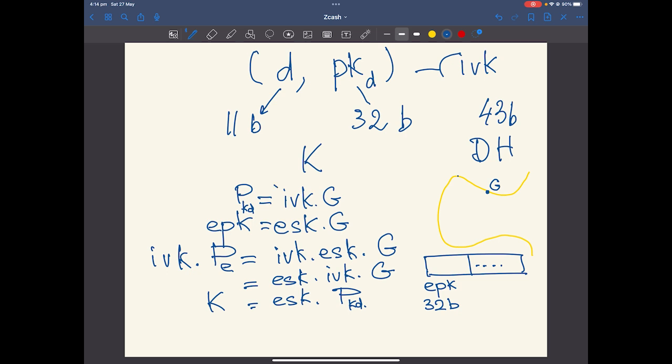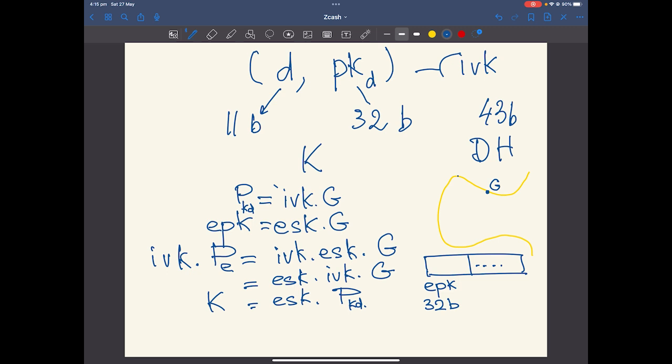At no point was either sender or receiver exchanging or transmitting one of the secret keys. So this protocol is absolutely secure, because only the public data, in this case either PKD or EPK, were transmitted in clear, stored on the blockchain. So that's the idea behind the key agreement. Once you have K, then you can run the encryption process and the decryption process.